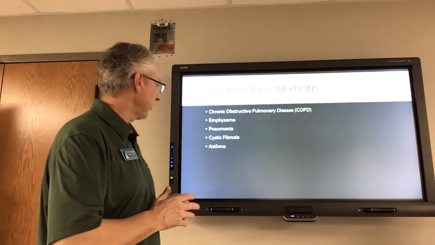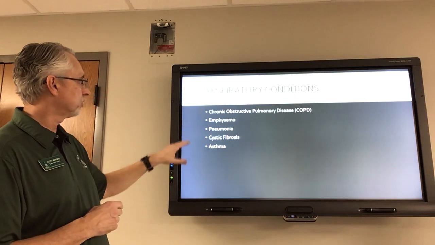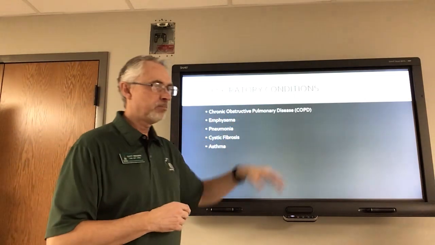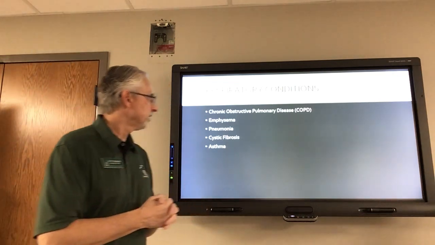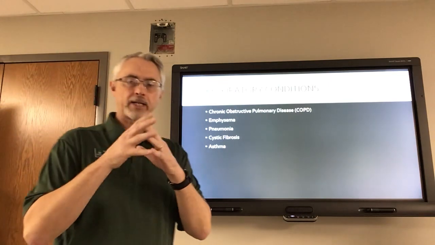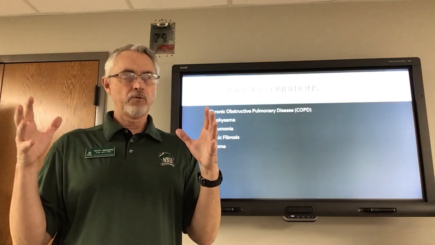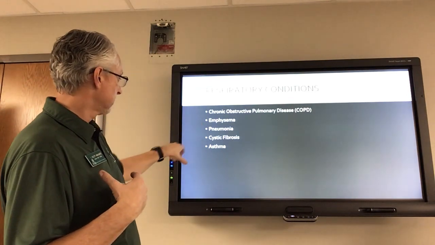Respiratory conditions that we see. These are very common respiratory conditions that we see. Chronic obstructive pulmonary disease is kind of, I don't know, I call it a catch-all, maybe that's not a good way to put it, for emphysema, and we're going to talk about some of these.